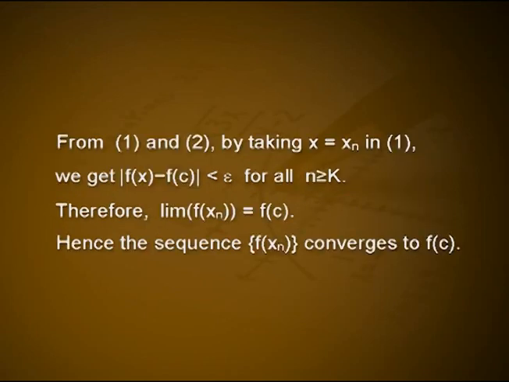From 1 and 2, by taking x equal to xn in 1, we get absolute value of f of xn minus f of C less than epsilon for all n greater than or equal to k. Therefore, limit f of xn equal to f of C. Hence, the sequence f of xn converges to f of C.